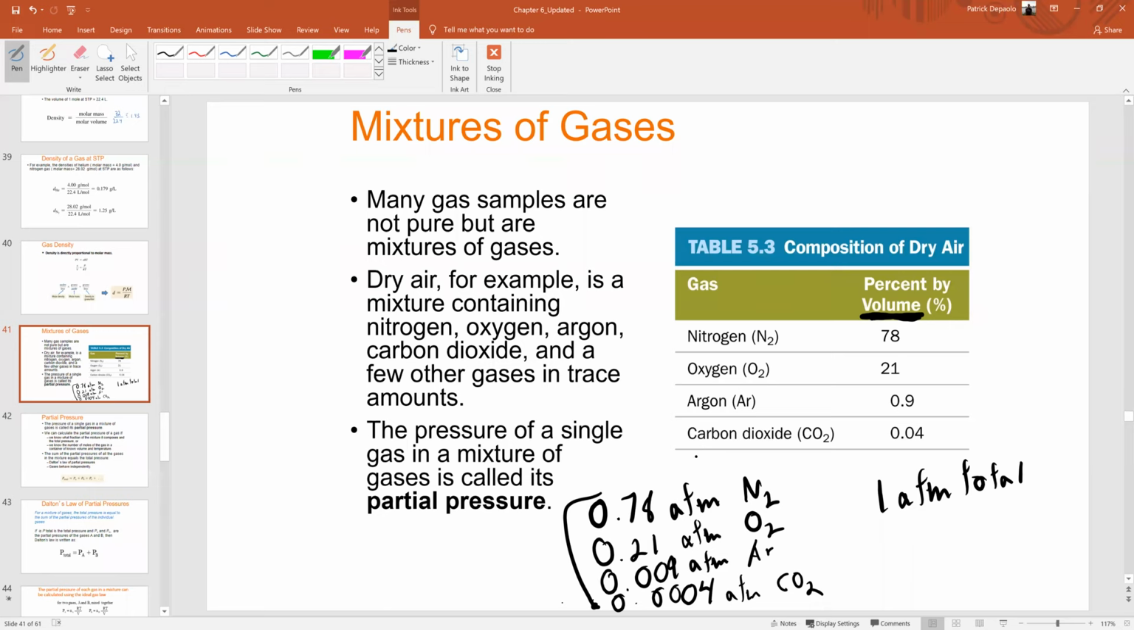And the reason why you can do that is because, like I mentioned in the kinetic molecular theory of gases, all of these gases are so small that their size and their velocity doesn't really change their pressure in an open world. It doesn't really change their pressure in comparison to one another. So their size is so negligible that you can say that the percentage of gases in an environment is the same percentage in pressure as it is in volume. Same percentage by volume is the same percentage by pressure.